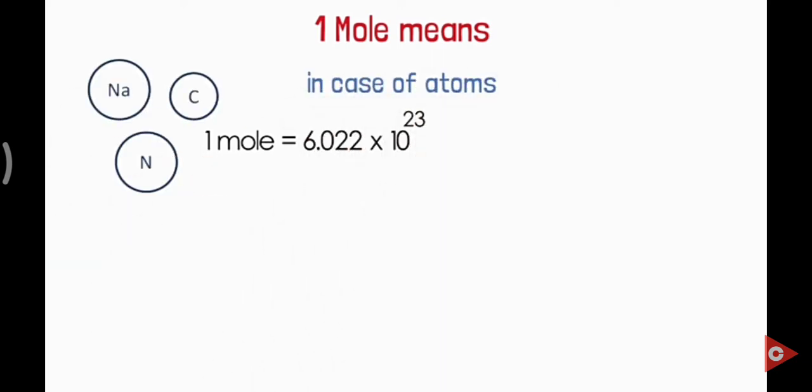Now let's see the relation between 1 mole and molar mass and molar volume. 1 mole, as we know, is 6.022 into 10 to the power 23 particles. In the case of atoms, 1 mole will be 6.022 into 10 to the power 23 atoms, and the mass of this many atoms is equal to the gram atomic mass.